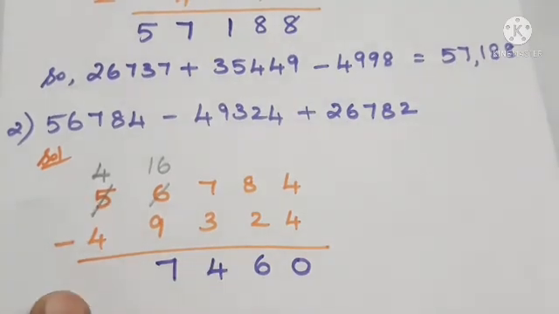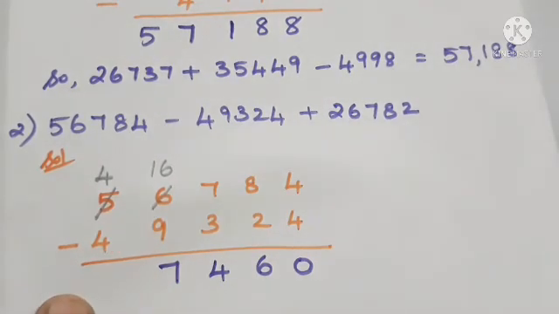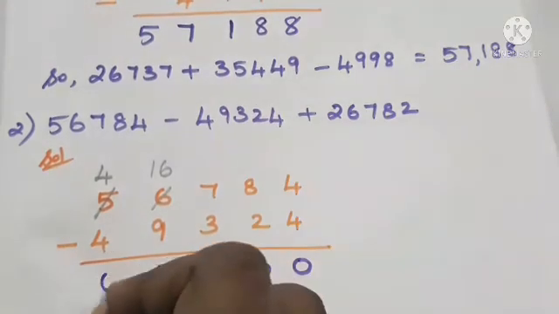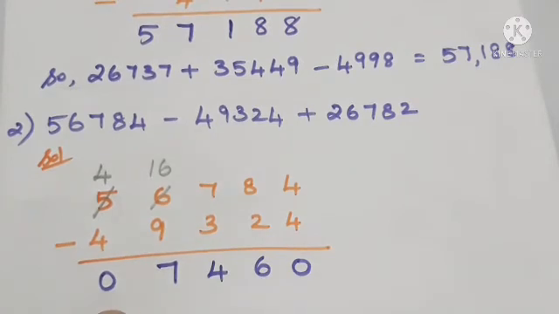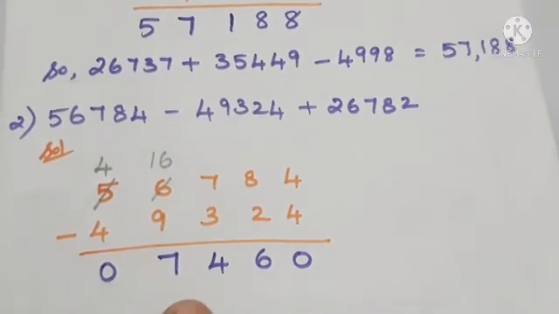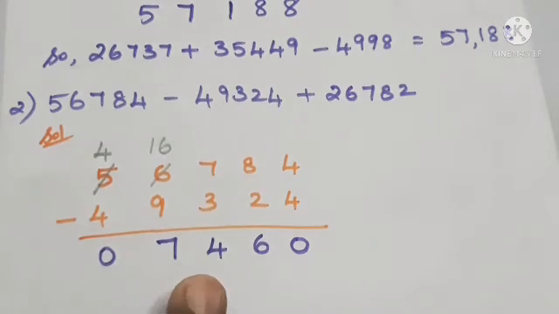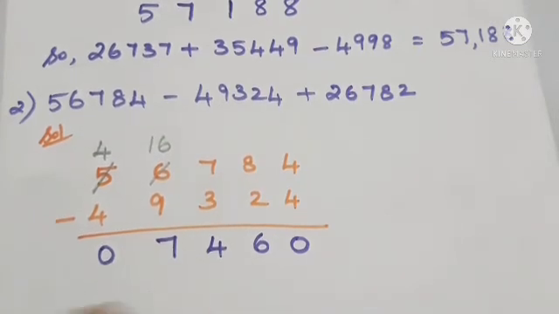Next, 4 minus 4. We know that if you subtract the same numbers we will get 0. So now we got 7,460, because 0 has no value. Since it is 0 at the first place, 0 has no value. Next we can say the digit, that is 7,460. Sorry, ma, one thing we have to write here.